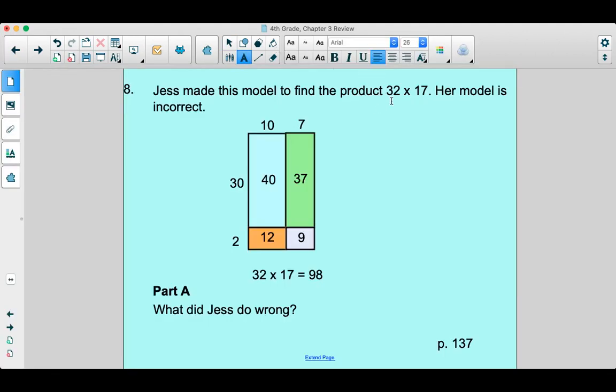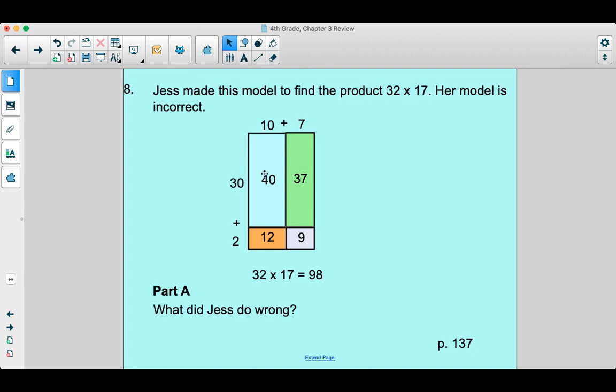So she did 32, split it into a 30 and a 2, and she split 17 into a 10 and a 7. That looks right to me, right? Because you could add that together, and that's 17. You can add that together, and that's 32. So whatever's wrong must be inside here. So let's check it out. So our first move would be 30 times 10. Well, I think we've discovered it. 30 times 10 is not 40. What is 40?